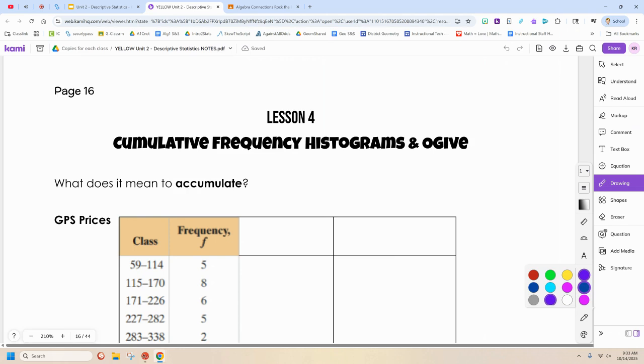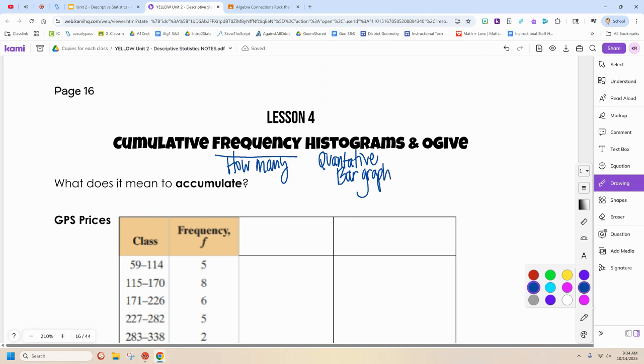So previously, and we did this with Barry and Babe Ruth, we did this with the GPS stuff and then the ages of billionaires, right? We created frequency histograms. So frequency, remember, just means how many. And a histogram is a bar graph, but it's for quantitative data. So those bars always touch.